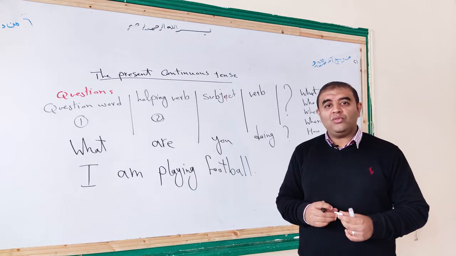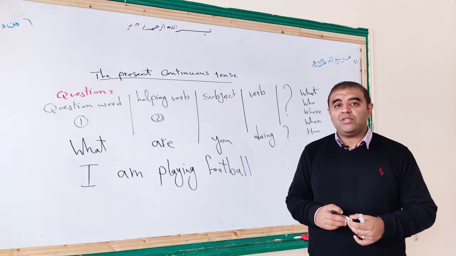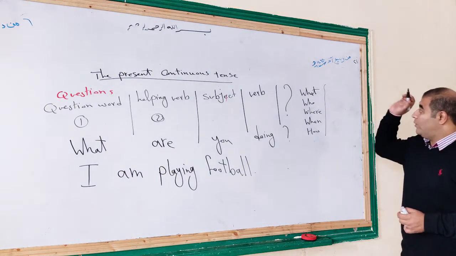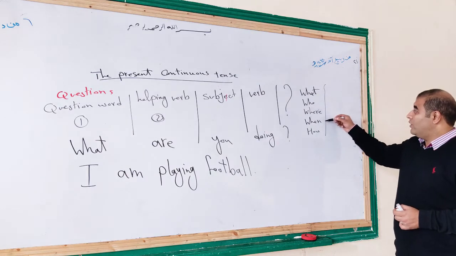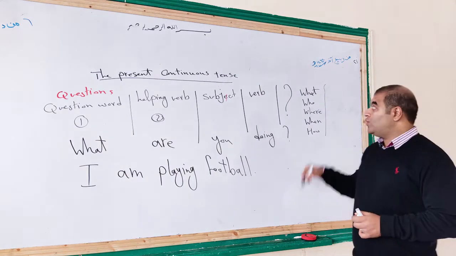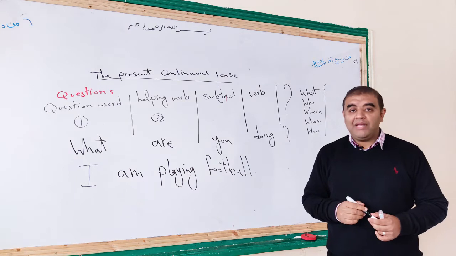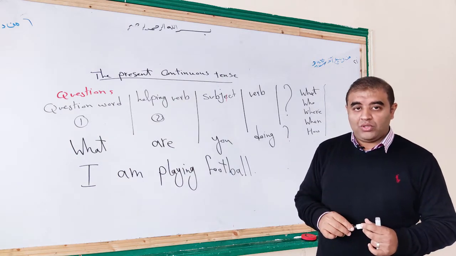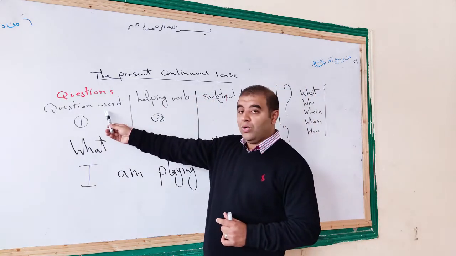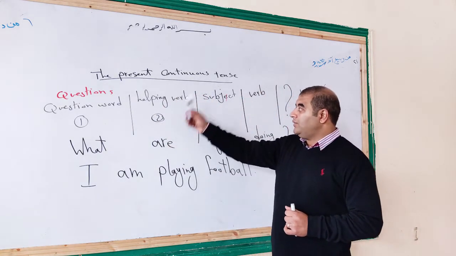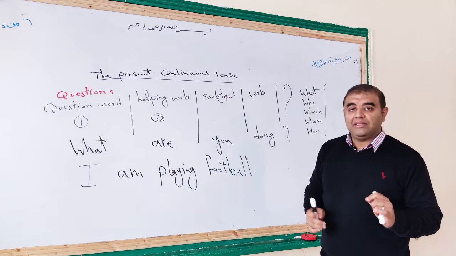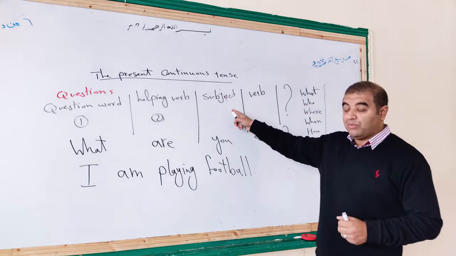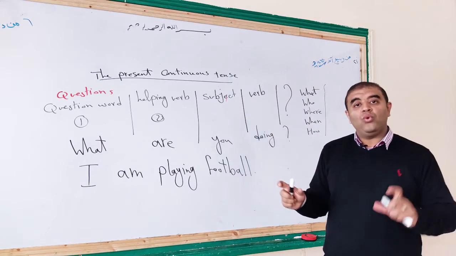The second kind of questions is the WH questions, and this kind of questions begin with a question word. We can use what, who, where, when, or how, and we can choose one of these according to the meaning of your answer, but you should have 4 main things in your question. First of all, you choose the question word according to the meaning. After that, we use a helping verb, and in the present continuous we use am or is or are according to the subject, and the subject may be a noun or a pronoun.